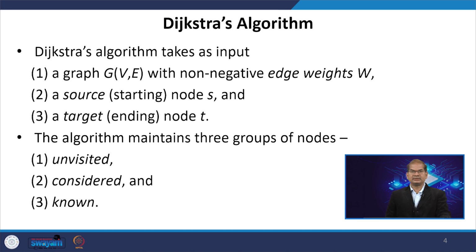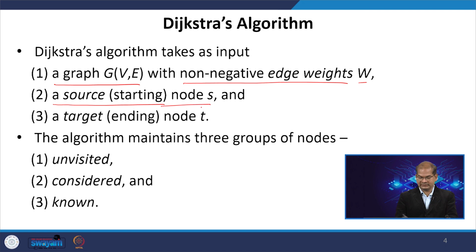Whenever we are discussing this algorithm, we have some input to that algorithm. In this case the input to the algorithm is basically the graph G(V, E) with non-negative edge weights W. The second parameter is a source node S. Then the third parameter is a target or ending node T. So, these three are the input to our algorithm.